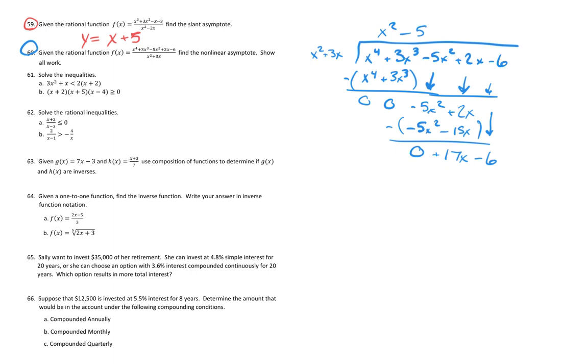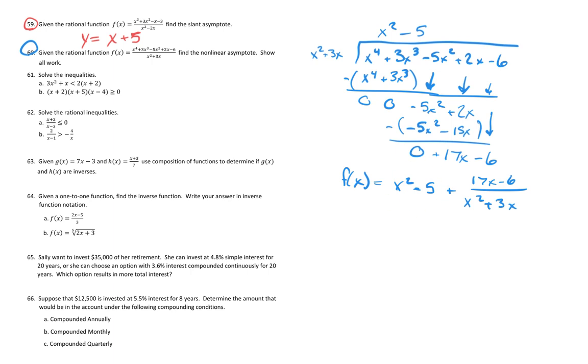So if we were to write this out, we get that f of x equals x squared minus 5 plus 17x minus 6 divided by x squared plus 3x. So we can see that as x becomes really large, this term here ends up dictating the behavior of this, and it becomes like some number divided by a really, really big number, which is basically just 0, and we end up with just this as we go towards large numbers for x.